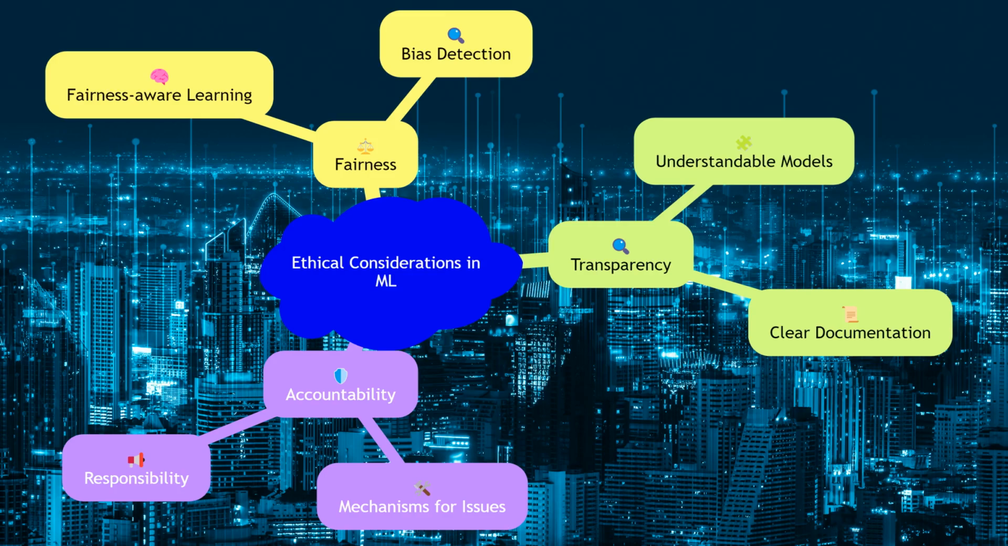Ethical considerations are paramount in ML model development. This includes ensuring fairness, transparency, and accountability. Bias in data can lead to unfair outcomes, so it's essential to use techniques like fairness-aware learning and bias detection. Transparency involves making the model's decision-making process understandable. Accountability ensures that there are mechanisms in place to address any issues that arise.